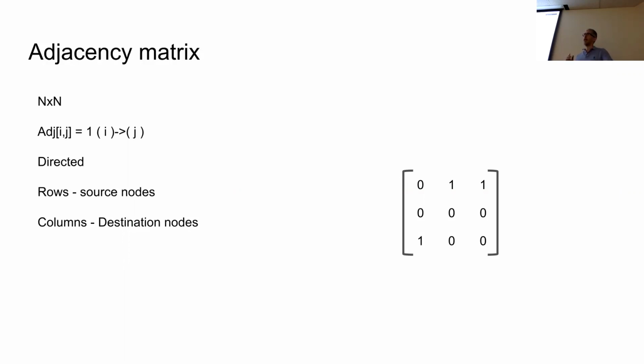To represent a graph with n nodes in it, we would use an n by n matrix. The matrix would have the value 1 in it at position row i, column j, if a node associated with the i ID is connected to another node which has the ID j. That way, we can use this matrix to represent a directed graph, meaning that the edges have a direction to them. Once again, the rows of the matrix represent the source nodes, and the columns of the matrix represent the destination nodes.